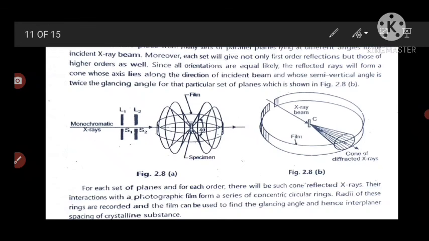And if we want to see the experimental arrangement of this method, consider the X-ray from the tube passed through the filter F, which gives out monochromatic X-ray, collimated by two fine slits, that is S1 and S2.